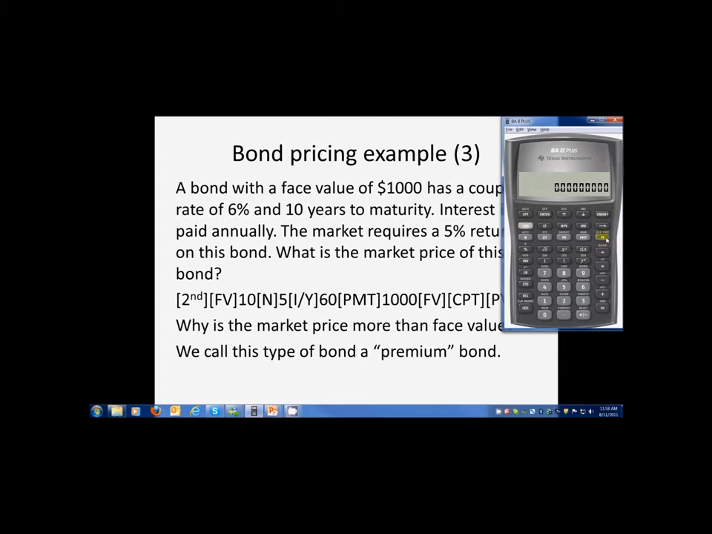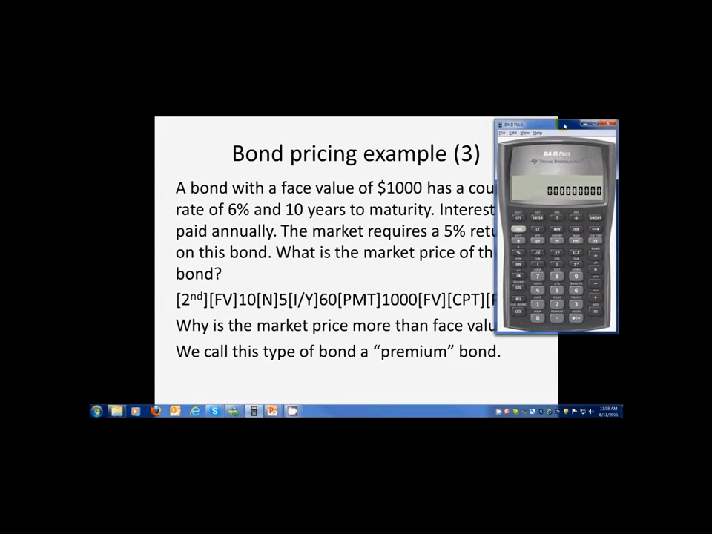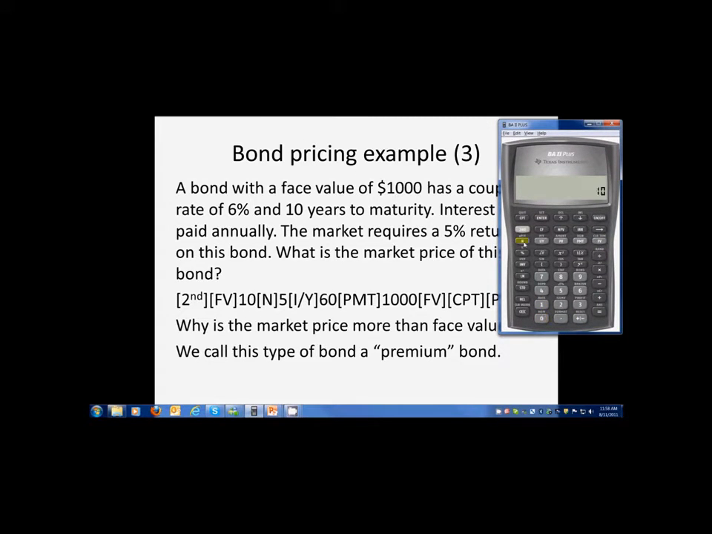Second, clear TVM to get rid of the old stuff in there. And the bond is a 10-year bond with annual payments, so we can put 10 in there. Yield to maturity is 5 I per Y. Each coupon, as before, is 60. And the face value is 1,000. Now we are ready to compute the present value. And we end up with minus $1,077.22.